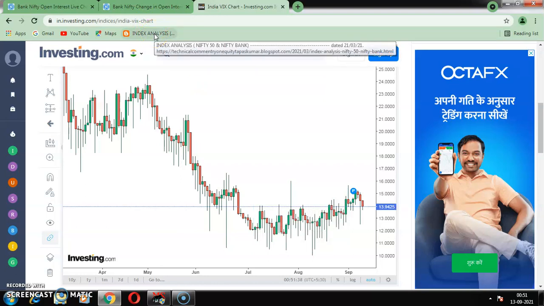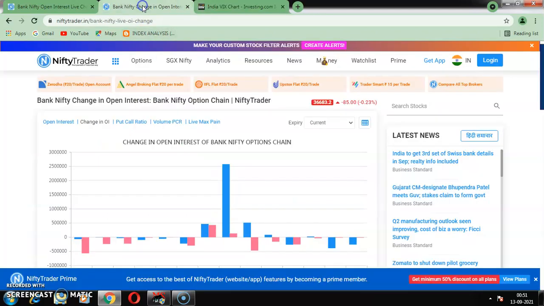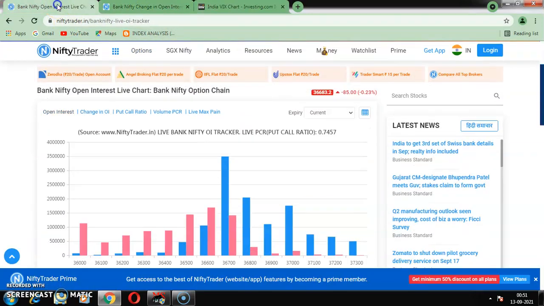Option data is a very, very important thing. This is the current option data. One particular thing I would like to highlight is the PCR. PCR plays a very vital role. A PCR of 1 means neither bullish nor bearish. Below 1 means there is a dominance of call writing. Above 1 means there is a dominance of put writing. The PCR value is 0.75, which is below 1.